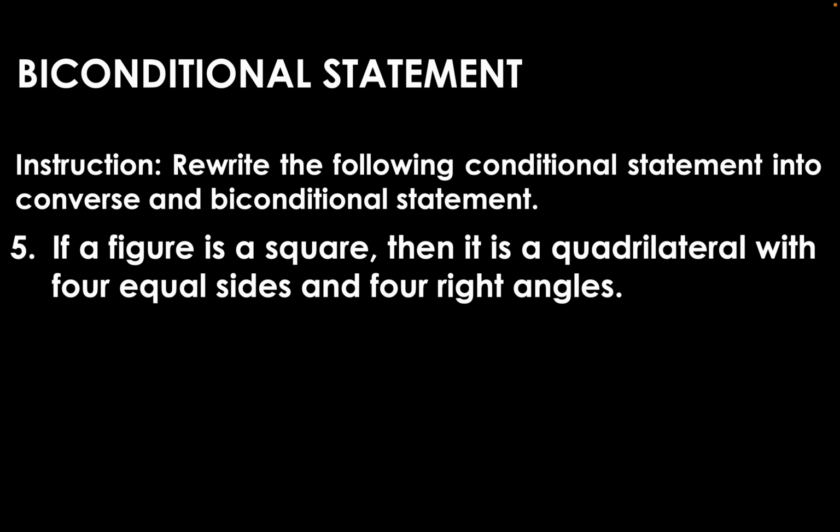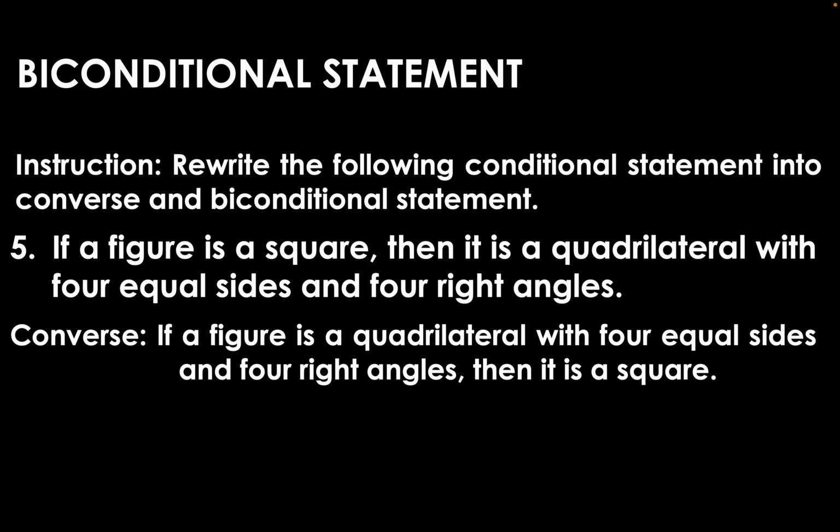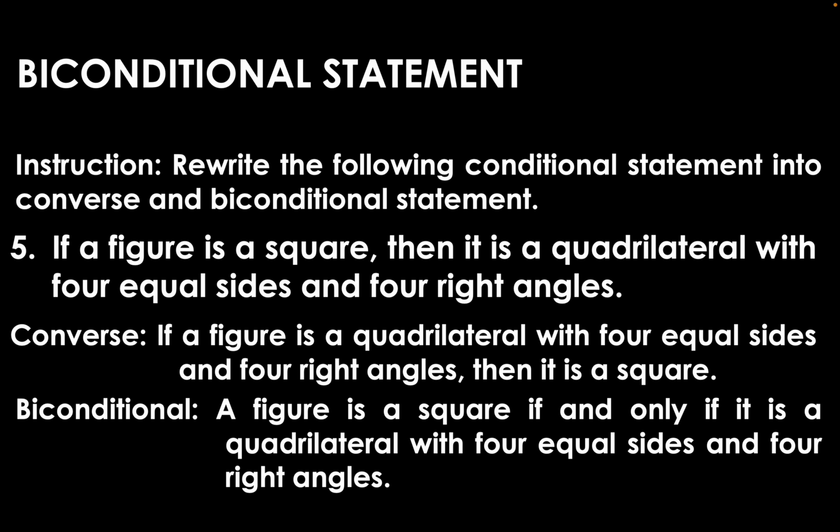Our converse statement: interchange the hypothesis and conclusion. So you have Q implies P, or if Q then P. So we have: if a figure is a quadrilateral with 4 equal sides and 4 right angles, then it is a square. And our biconditional statement, P if and only if Q: a figure is a square if and only if it is a quadrilateral with 4 equal sides and 4 right angles.